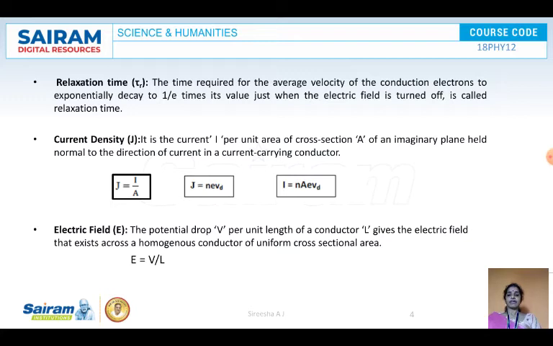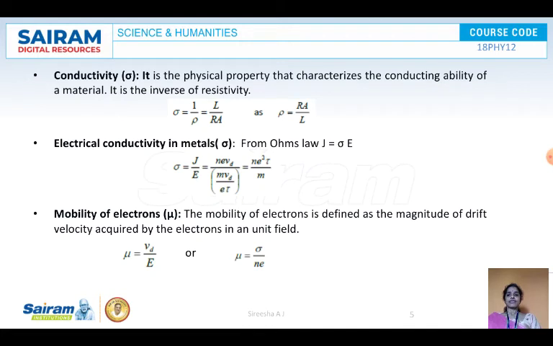Next is the electric field. The potential drop V per unit length L of a conductor gives the electric field. That means the electric field, denoted by E, is the potential drop developed per unit length of a conductor, which is E is equal to V by L. V is the potential drop, L is the length of the conductor. Next is the conductivity, denoted by sigma. We all know that sigma is equal to 1 by rho, where rho is the resistivity. That means resistivity and conductivity are inversely proportional. We also know that rho is equal to RA by L.